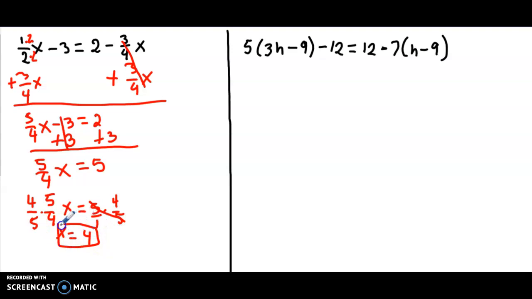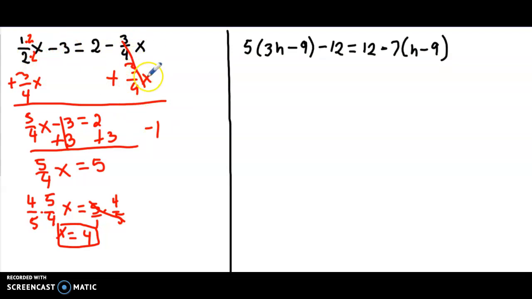So there's my answer. Please do not forget to go back and check. So I will put the 4 in my original problem, which is the black one. So let me put it up there. So we would have 4 times 1/2. So half of 4, or 4 divided by 2, which is 2. 2 minus 3 is -1. So the left side gives me -1.